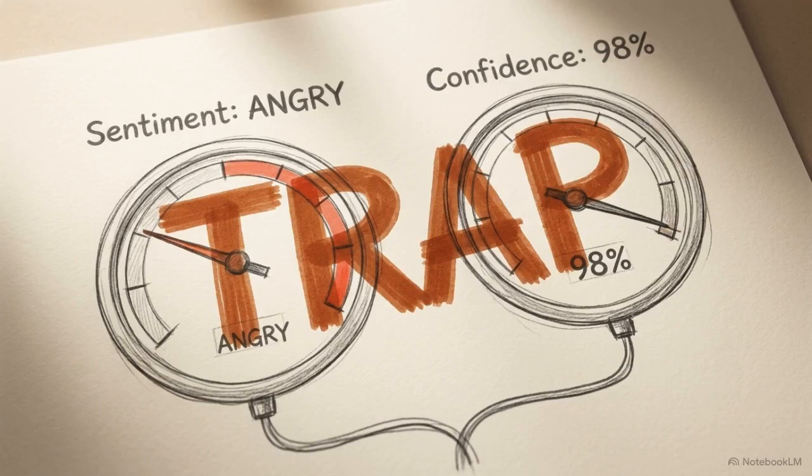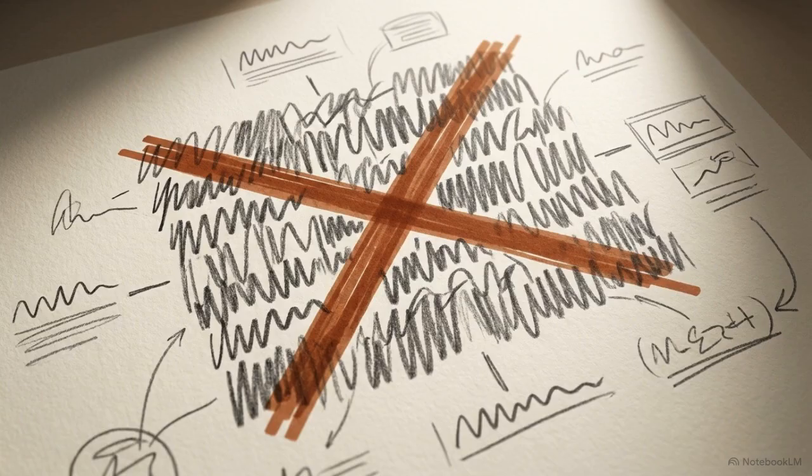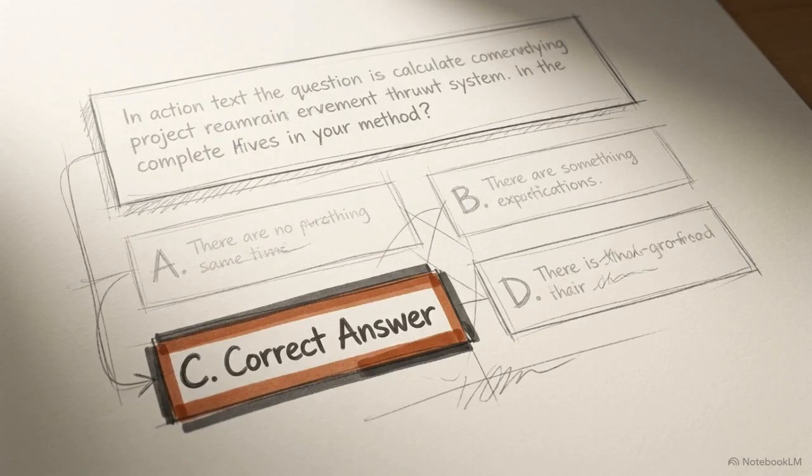Trap answers frequently suggest using sentiment analysis to route frustrated customers or relying on the model's self-reported confidence scores. You will also see options to simply use a larger model or expand the context window to fix an architectural failure. Because attention dilution and unclear criteria do not yield to more tokens, those choices are always incorrect. Eliminating these specific anti-patterns makes finding the right answer almost automatic.